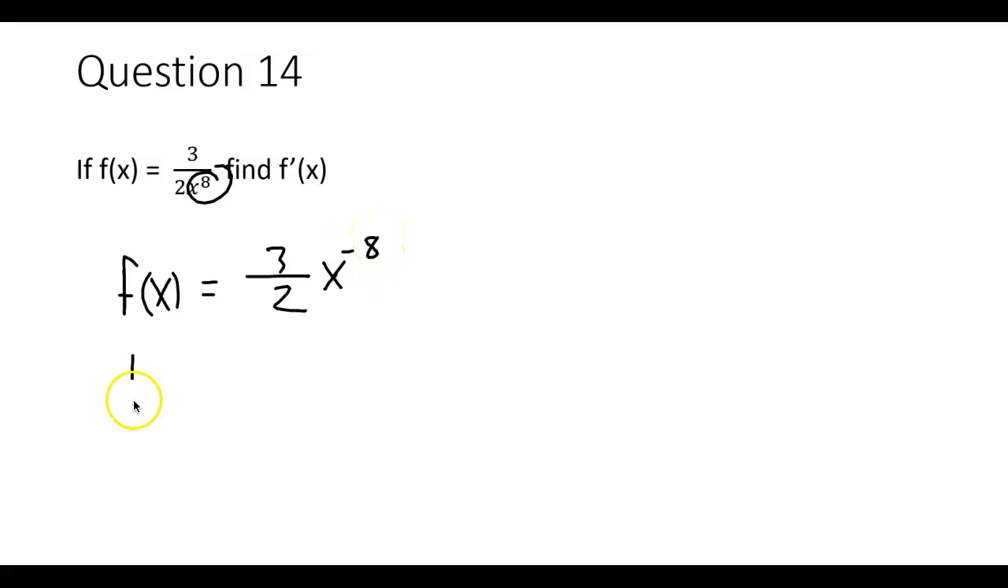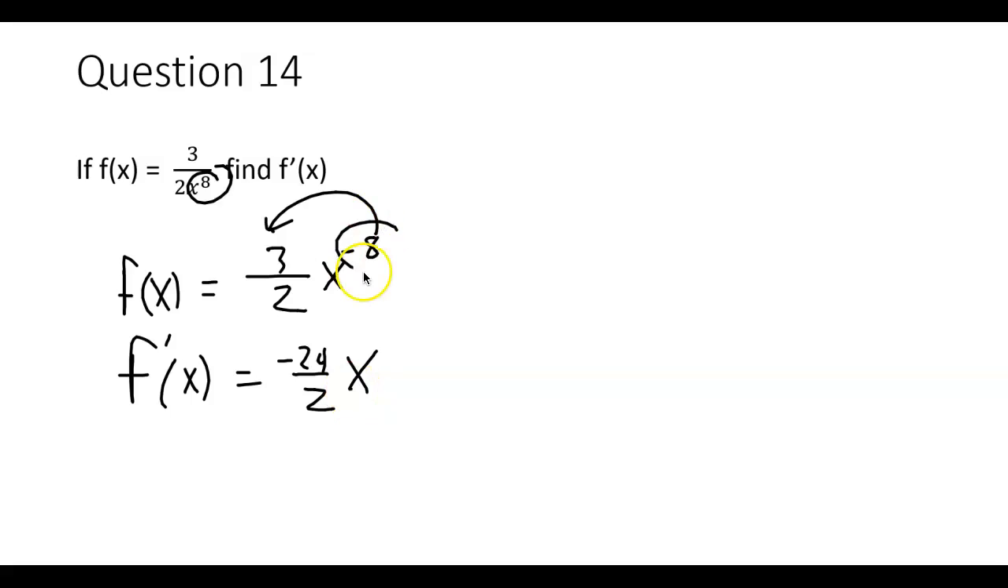Okay? After that, we go ahead and do the power rule again, just like we did in the beginning. So you're going to multiply the -8 to the front. And when you do that, you just multiply it in the numerator. So that's going to be -24/2. And you're going to subtract 1 from the power. And notice that it's negative, so that means it actually becomes -9.